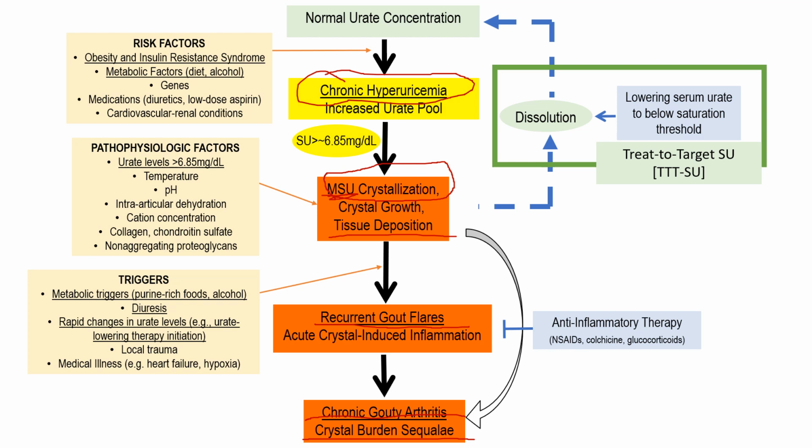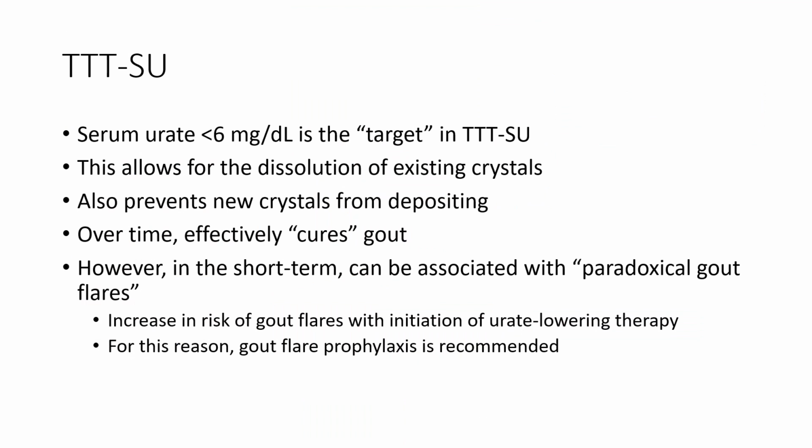As such, by lowering serum urate levels below the saturation threshold, which is approximately 6.85 milligram per deciliter, we can prevent and reverse these processes. So our usual serum urate target is less than 6 milligram per deciliter, which allows for the dissolution of existing crystals and prevents new crystals from depositing. Then over time, this process can effectively cure gout, quote unquote.